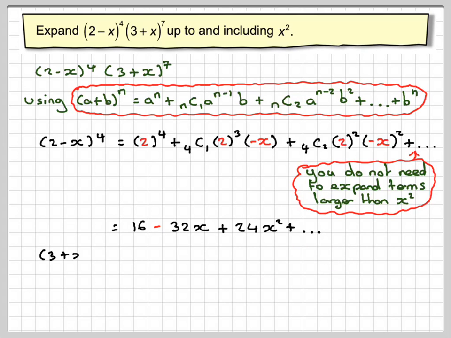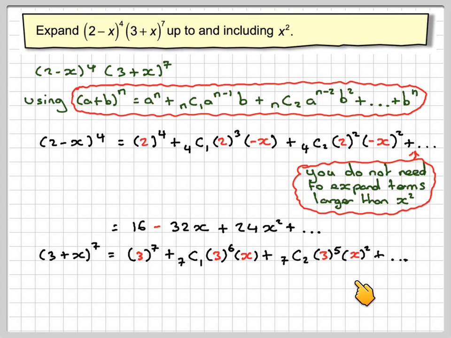Carries on. Now we'll expand (3 plus x) to the 7, so it's 3 to the 7, plus 7C1 3 to the power of 6 x, plus 7C2 3 to the power of 5 x squared. With our calculator, 3 to the 7 is 2,187. 7C1 times 3 to the 6 is 5,103, times x. 7C2 times 3 to the power of 5 is also 5,103, but this time x squared.